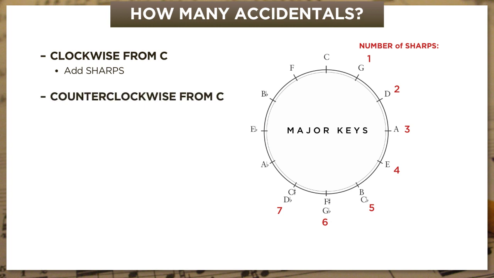If we go counterclockwise from C, the opposite thing happens with flats. So C has 0 flats, but when you get to F, you're going to have 1 flat in the key signature. B flat, you're going to have 2 flats. E flat, you're going to have 3 flats, 4 flats, 5 flats, 6 flats with G flat, and then finally C flat, you flatten all the notes.